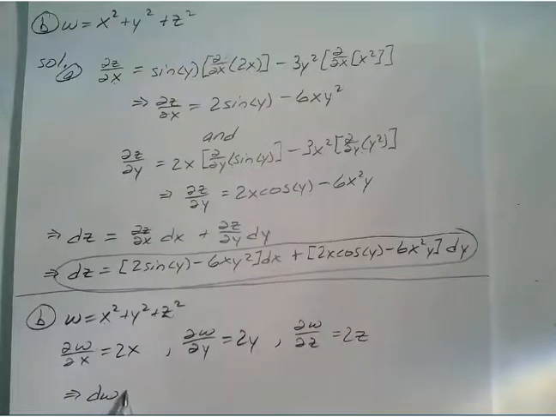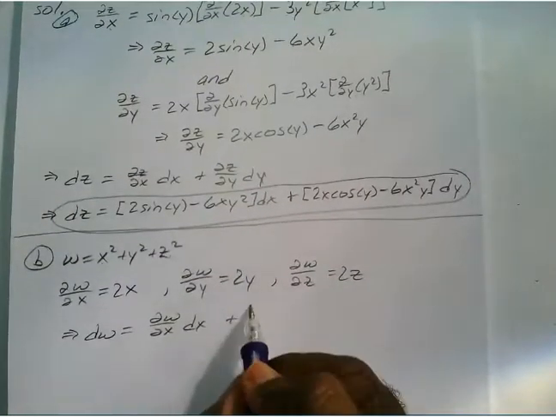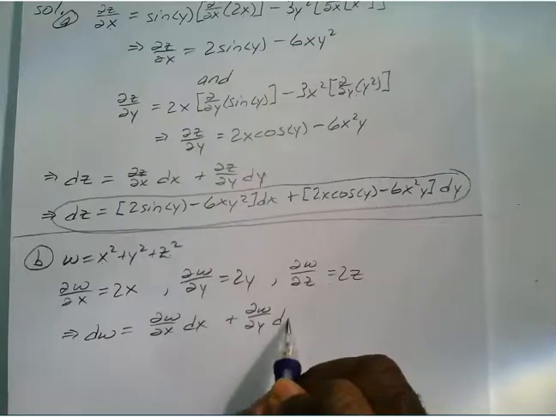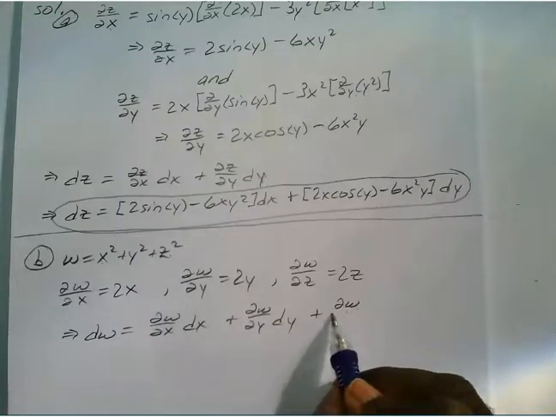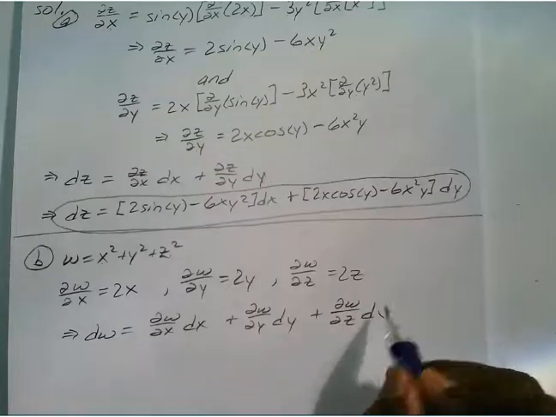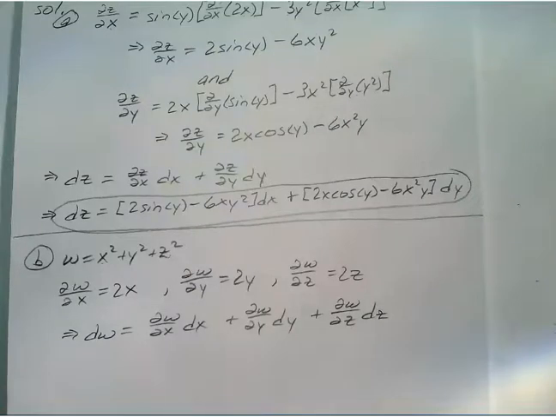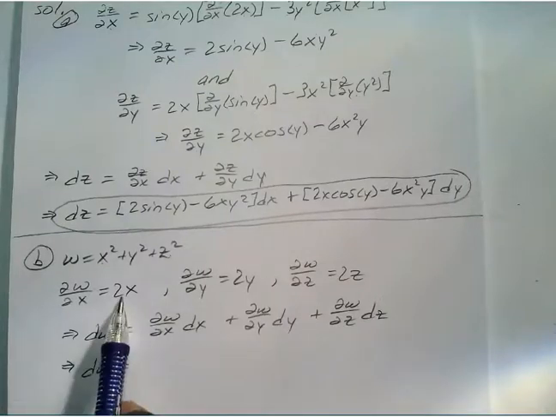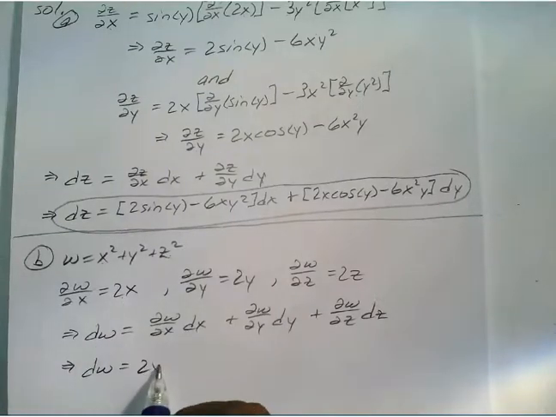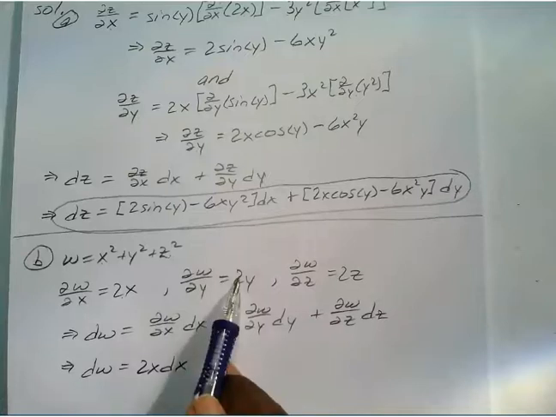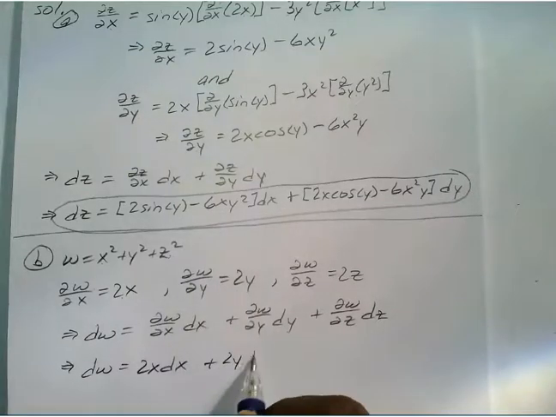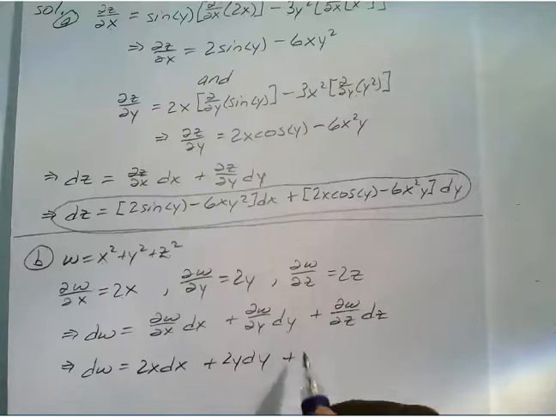So we know that dw equals partial of w with respect to x dx plus partial of w with respect to y dy plus partial of w with respect to z dz. Okay, so plugging everything in, our dw is equal to 2x dx plus 2y dy plus 2z dz.